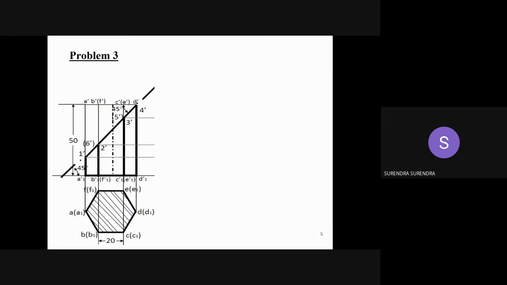First step is drawing the hexagon in top view and projecting to the front view, completing the projection of the hexagonal prism. So after completing the hexagonal prism, draw a section plane passing through the right top corner. Right top corner is D dash. So passing through D dash, draw the cutting plane.